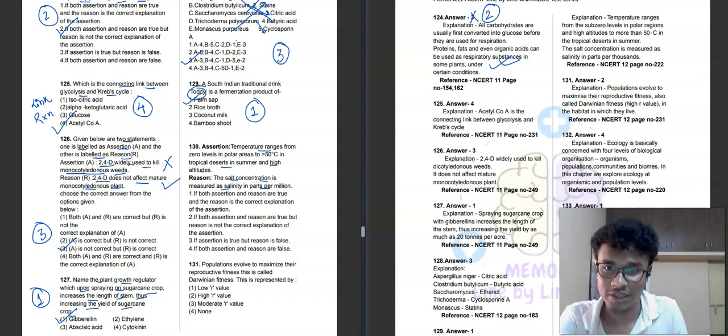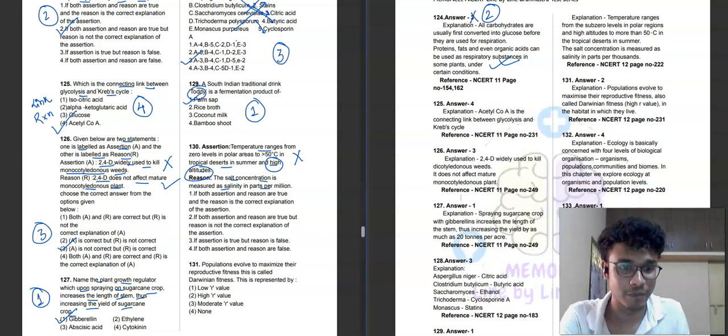So first option is saying that temperature ranges from 0 levels in polar areas to 50 degrees centigrade in tropical deserts in summer and high altitudes. High altitudes don't have more than 50 degrees centigrade, so this statement is wrong as well. The temperature ranges from sub-zero levels in polar regions and high altitudes. There is a flaw in the statement.